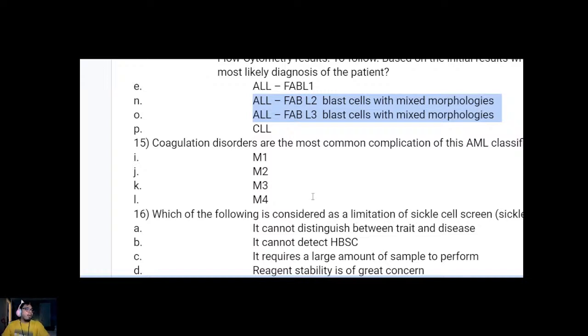Okay? Now, coagulation disorder naman tayo. Coagulation disorders are the most common complication of this AML classification. This is M3, otherwise known as what? Otherwise known as AML3. M3 is otherwise known as AML3. Ano nga ba? Wala yung listahan ko. AML3.